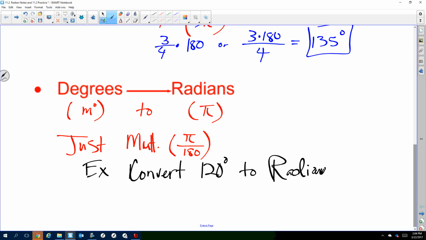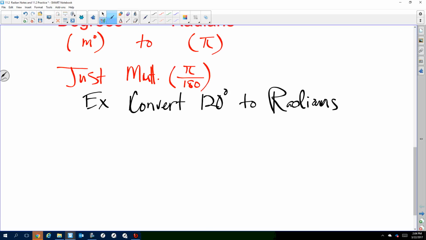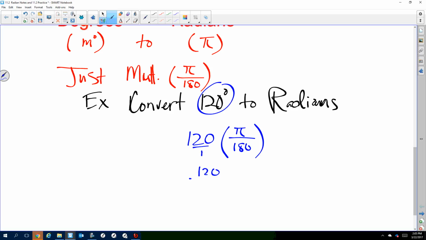So to do that, I need to know my radians. I need to know my degrees first. What's the degrees? The 120. So I take that 120, multiply it by pi over 180. Well, that's like saying 120 over 1, but really what happens is I take that 120, put it over 180, and then I'm going to add my pi to my fraction.